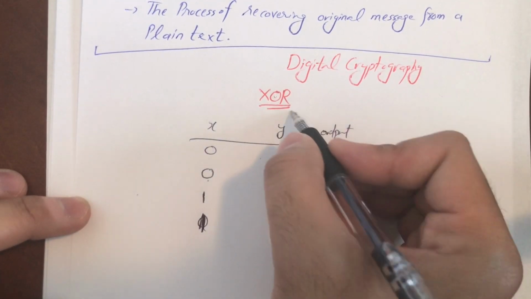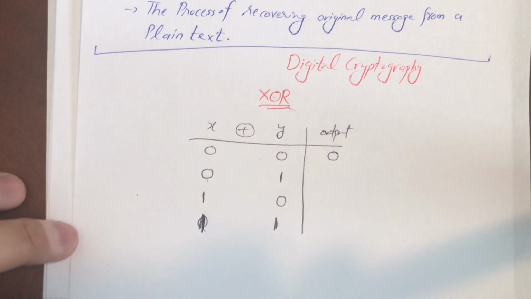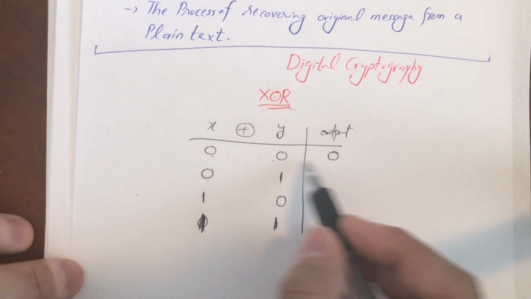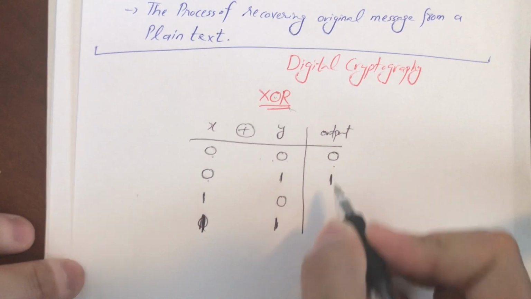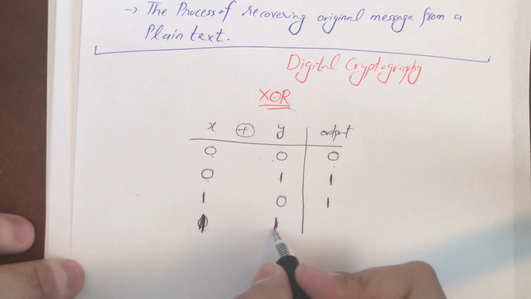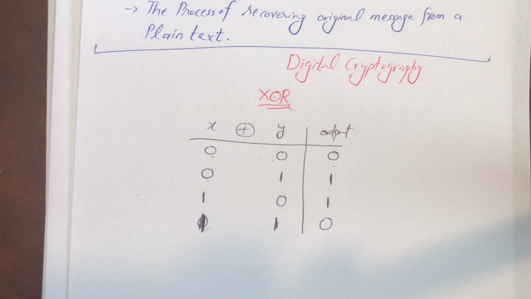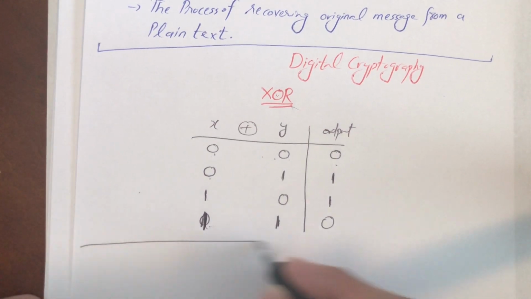If you just take XOR between them, this is the symbol of XOR. If two inputs are the same, the output will be 0. If two inputs are different, the output will be 1. Different, 1. Same, 0. So this is the main idea that we're going to actually implement in our digital cryptography. Let's understand this idea.